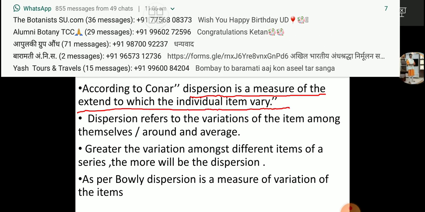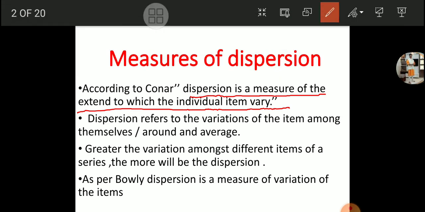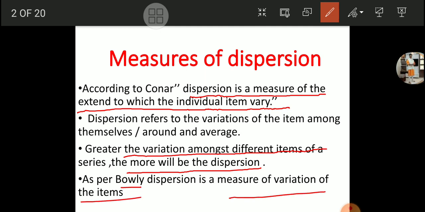Again, dispersion refers to the variation of items among themselves around an average. The greater the variation amongst the different items of the series, the more will be the dispersion. As per Bowley, again a statistician, dispersion is a measure of variations of the items.